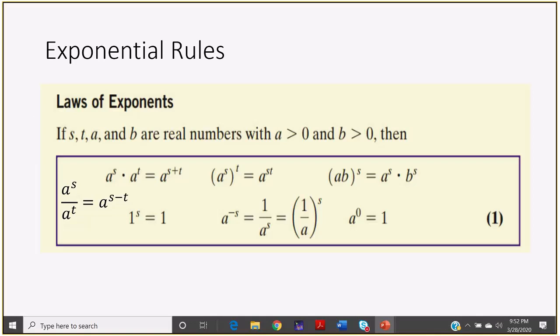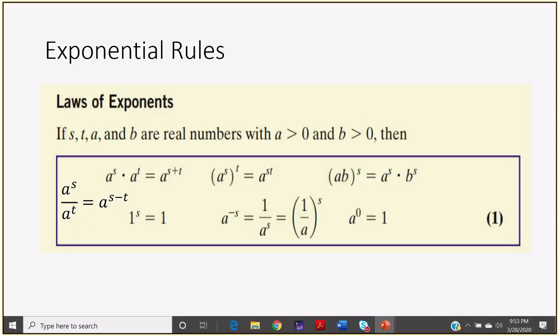If I have two numbers that I'm multiplying and those things are being taken to a power outside of their parentheses, I can just distribute that power to both. So a times b to the s is the same thing as a to the s times b to the s. 1 to any power is 1, which makes sense. 1 squared is 1 times 1 is 1. 1 to the 100th would be 1.